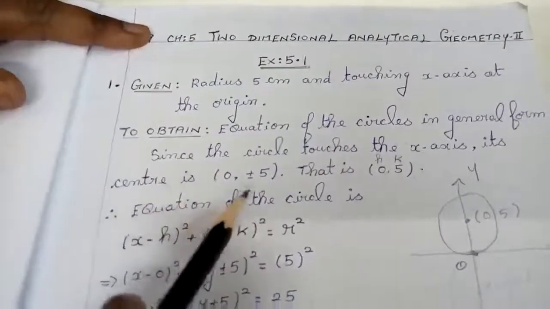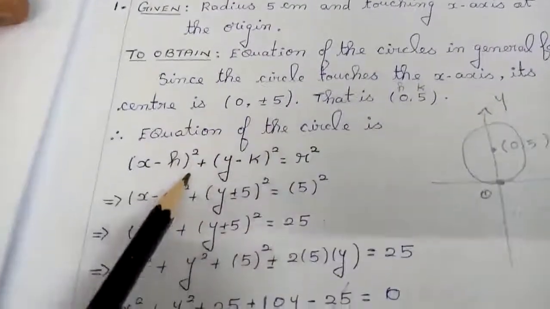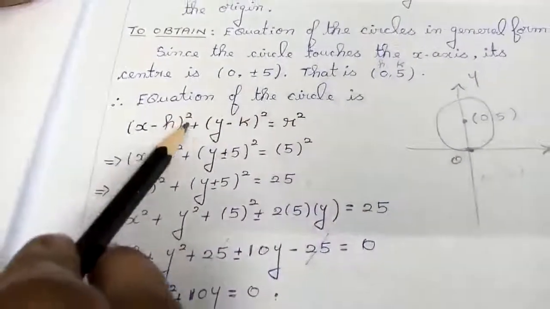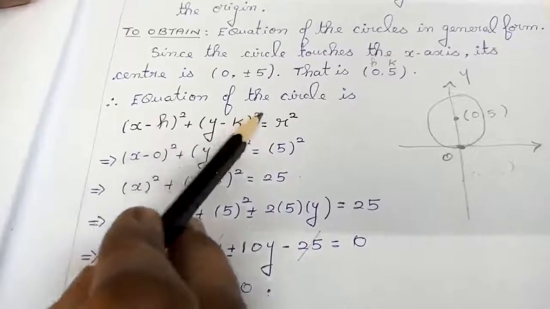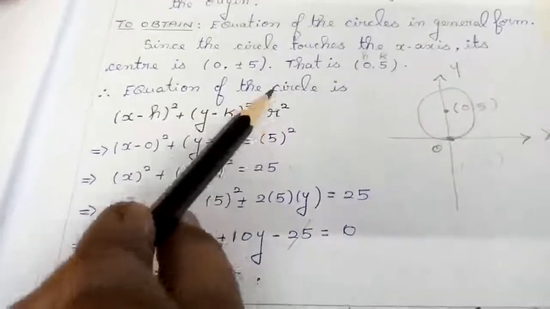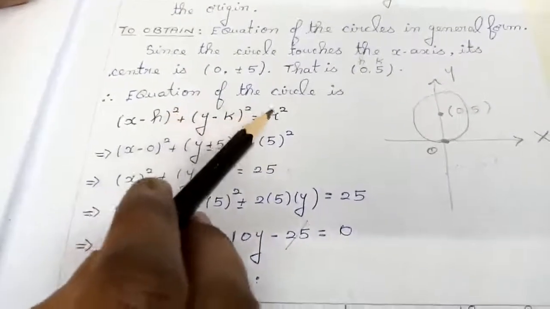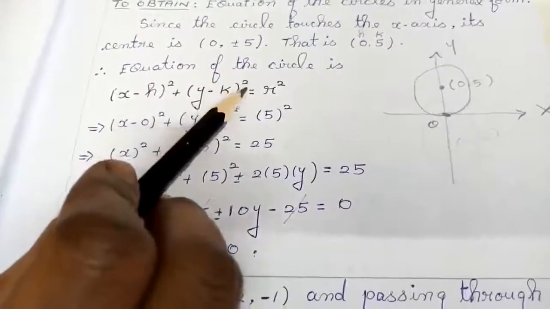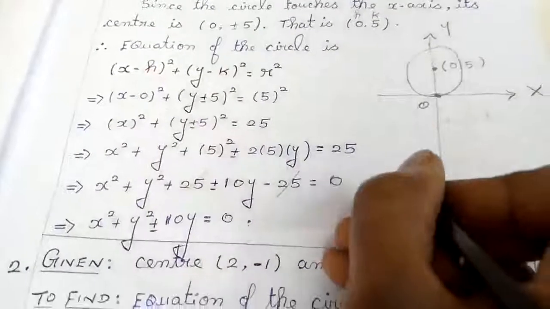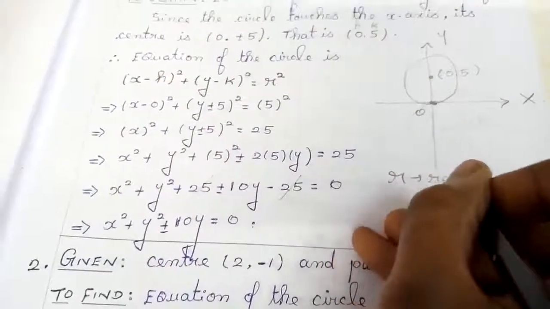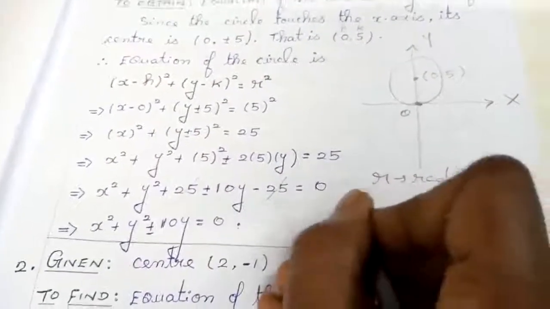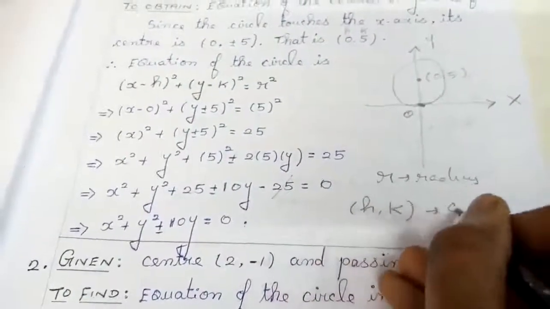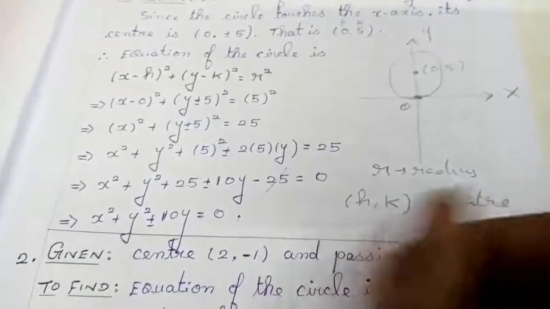So the concept here is, we are going to use this particular formula, that is the equation of circle is x minus h the whole square plus y minus k the whole square equal to r square. First we are going to see the meaning of r, h and k. Here r is nothing but the radius, r represents the radius, and (h, k) is nothing but the center.